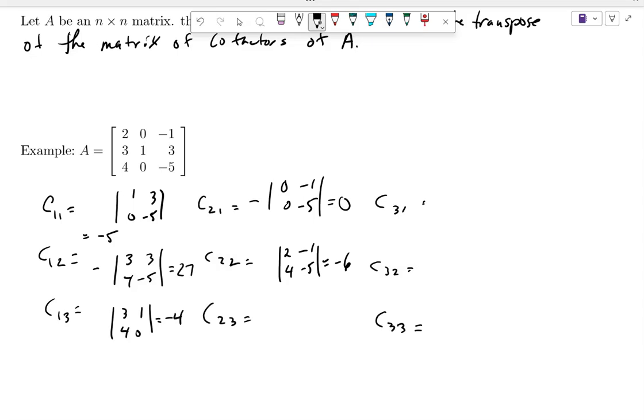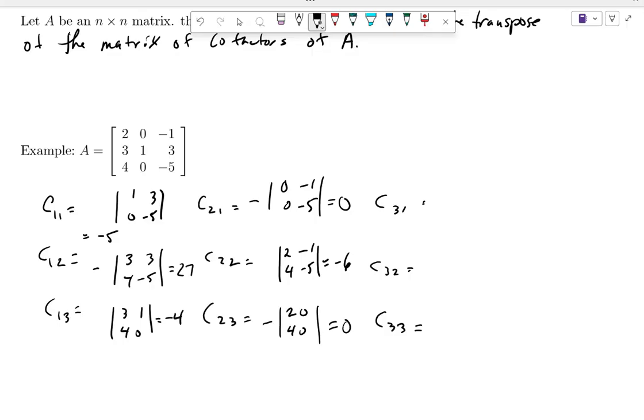The next one. 2, 0, 4, 0. This one will be out in front positive or negative? Negative, but it doesn't matter because, again, the determinant's 0. Almost done. Only 3 more to go.